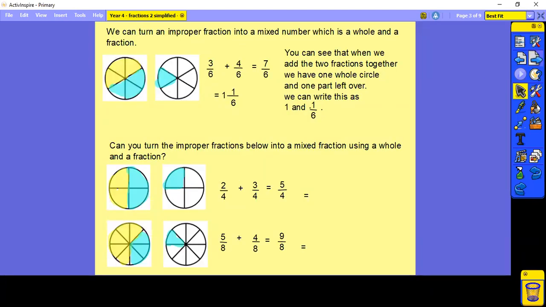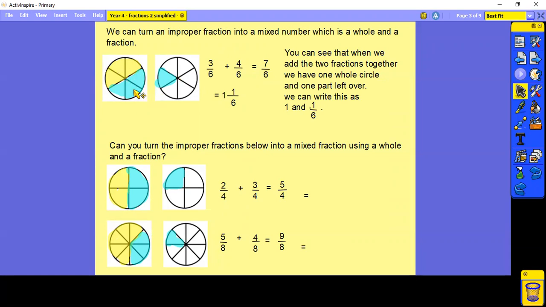So we've learnt what an improper fraction is, and an improper fraction is where the numerator is bigger than the denominator. But we can also turn an improper fraction into a mixed number, which is a whole and then a fraction. So let's have a look at this one. You can see here that I've got 3/6 add 4/6 equals 7/6. So we know it's an improper fraction because the numerator is bigger than the denominator.